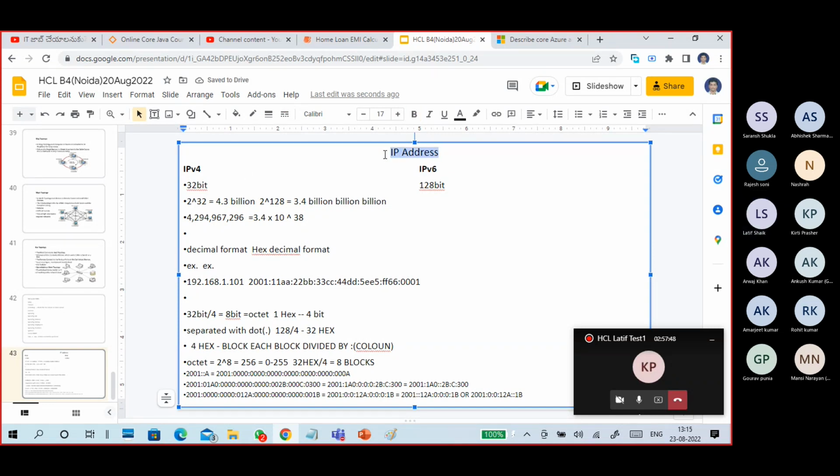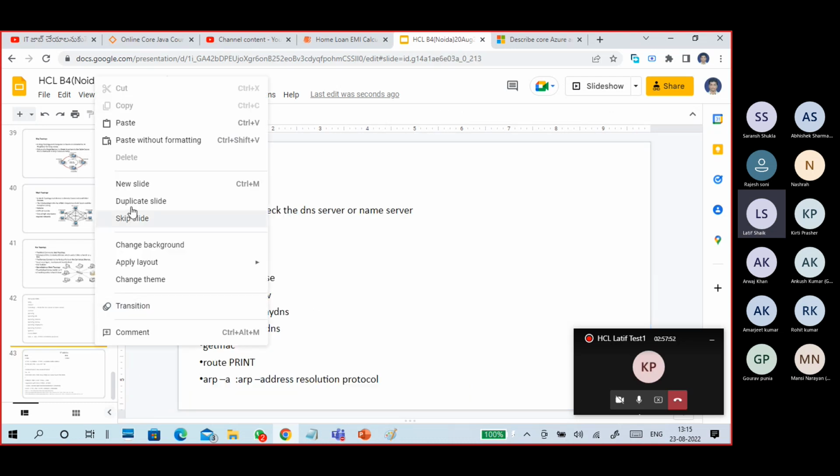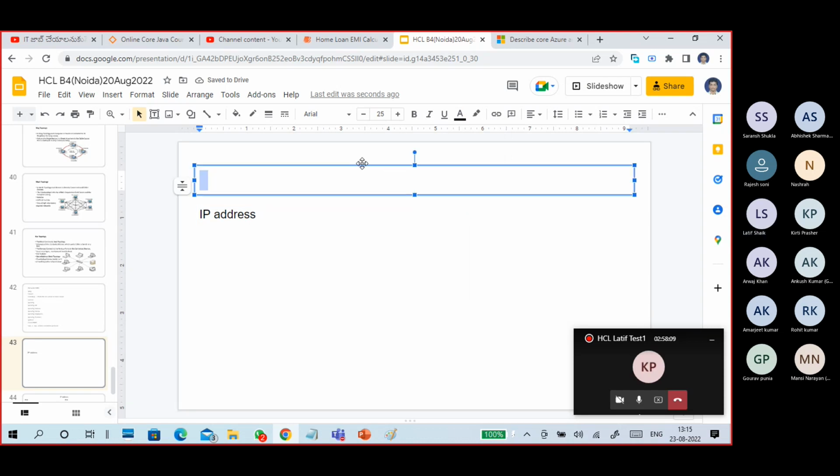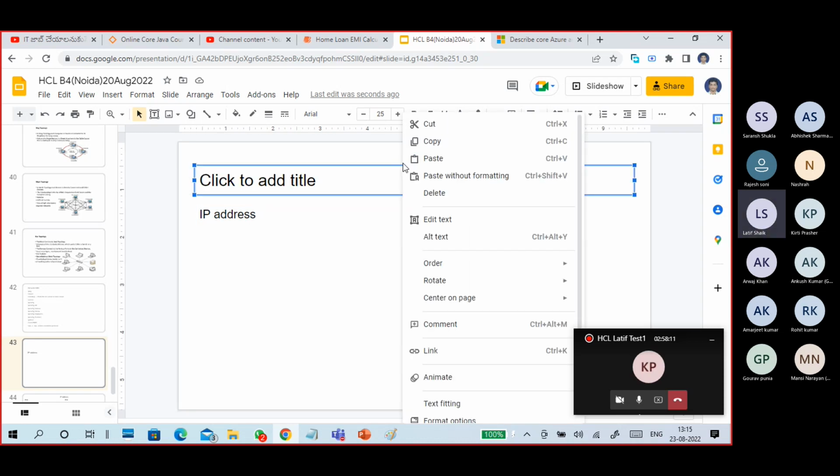IP addresses. What is an IP address? First of all, we should know what an IP address is. There will be some definition, right? There are different types of things, like IP address, IPX, SPX. All this kind of stuff is nonsense, because we don't know what the remaining ones are. Guys, our network is a TCP/IP network.